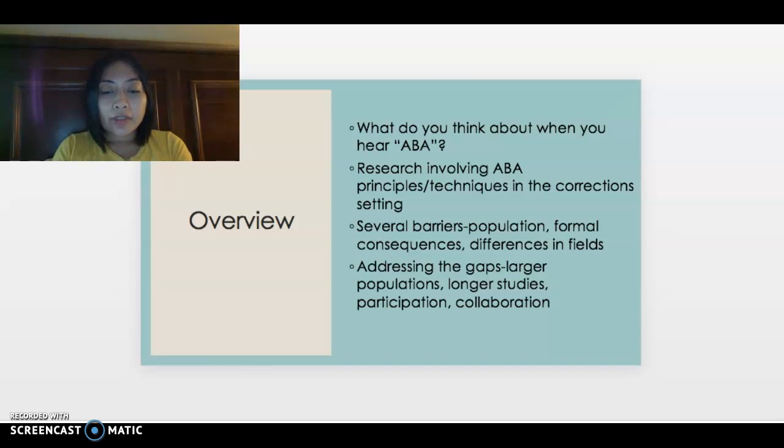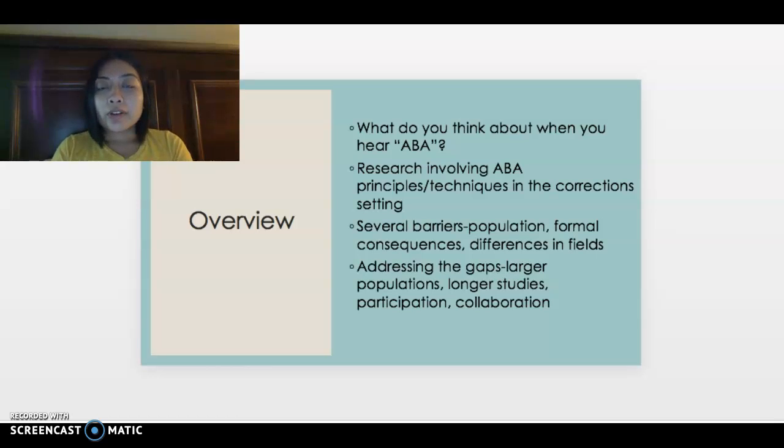Most people generally think about autism or basic life skills or helping individuals with intellectual disabilities or special needs. But ABA principles and techniques can be used in several other settings, and this can include the correction setting.